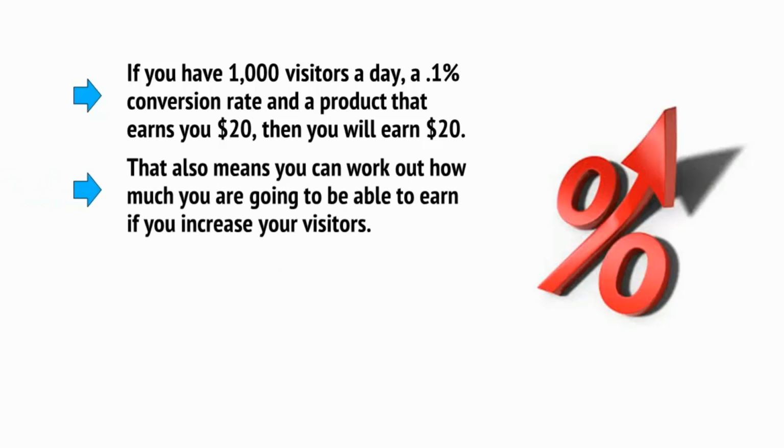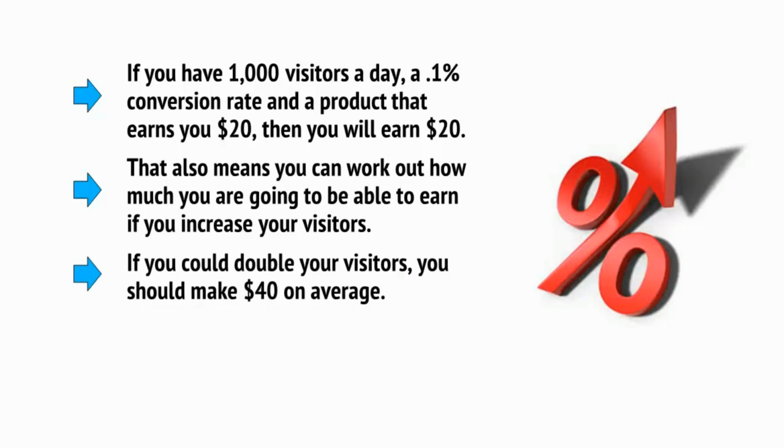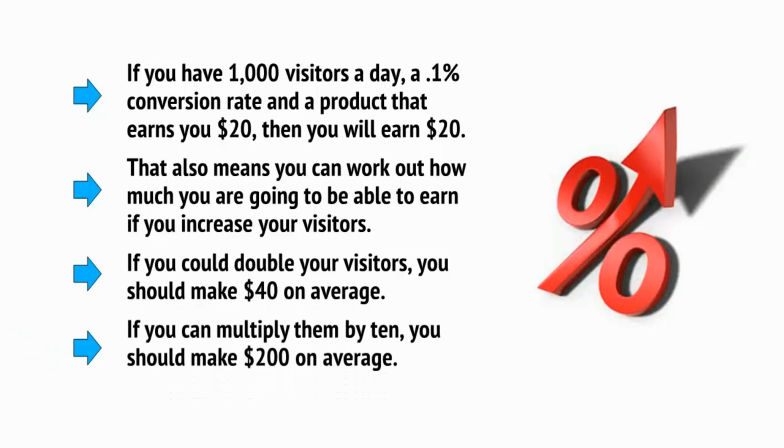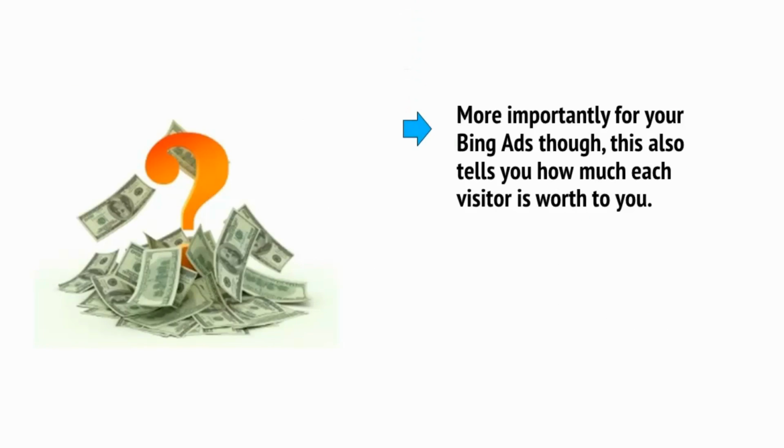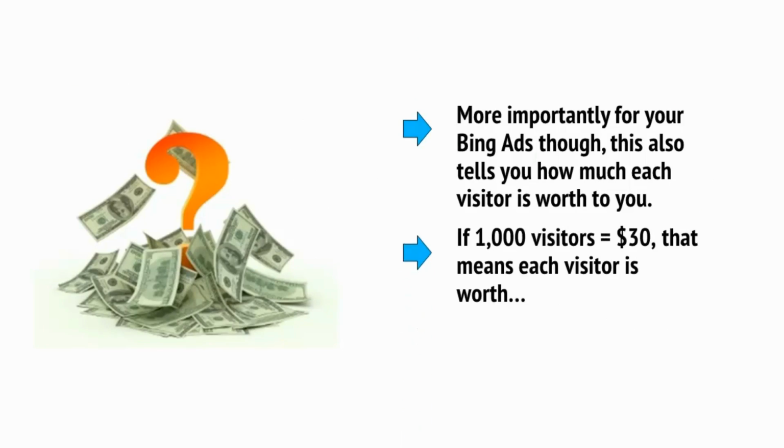That also means you can work out how much you are going to be able to earn if you increase your visitors. If you could double your visitors, then you should make $40 on average. If you can multiply them by 10, then you should make $200 on average. More importantly for your Bing ads, though, this also tells you how much each visitor is worth to you. If 1,000 visitors equals $30, then that means each visitor is worth 3 cents.